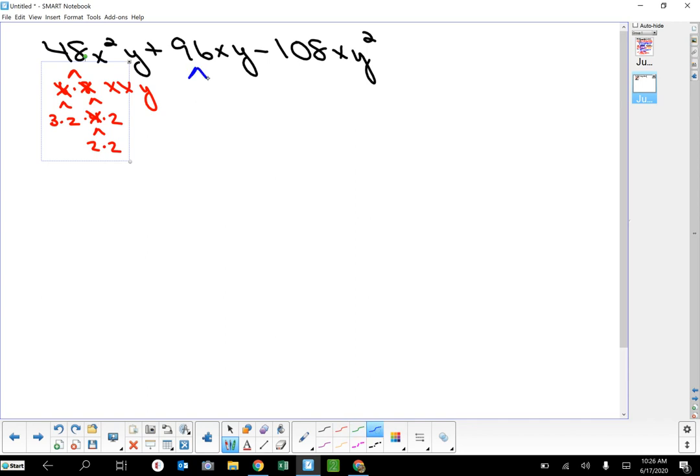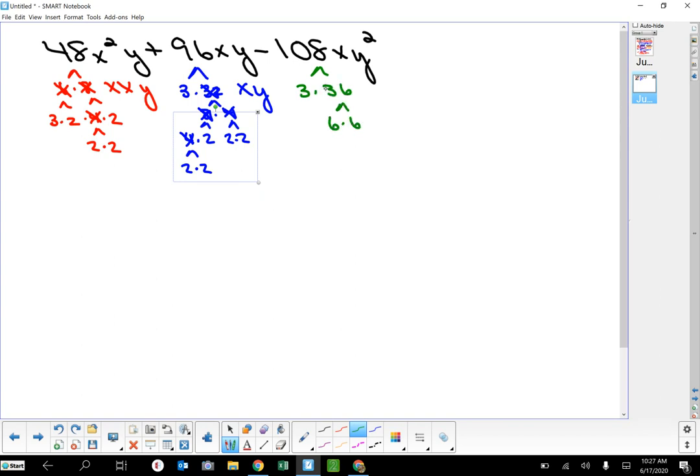I'll do these all in different colors. 96 is 3 times 32. Well, 32 is 8 times 4. 8 is 4 times 2. The 4 is 2 times 2. And this 4 is 2 times 2. So that 4 is gone, the 8 is gone, the 4 is gone, the 32 is gone, leaving you 1, 2, 3, 4, 5 2s and a 3. And then you have xy. And we'll do the 108 in green. This is 3 times 36. Well, 36 is 6 times 6. 6 times 6 is 3 times 2 and 3 times 2. So the 6's are gone, and then I have x, y, y.